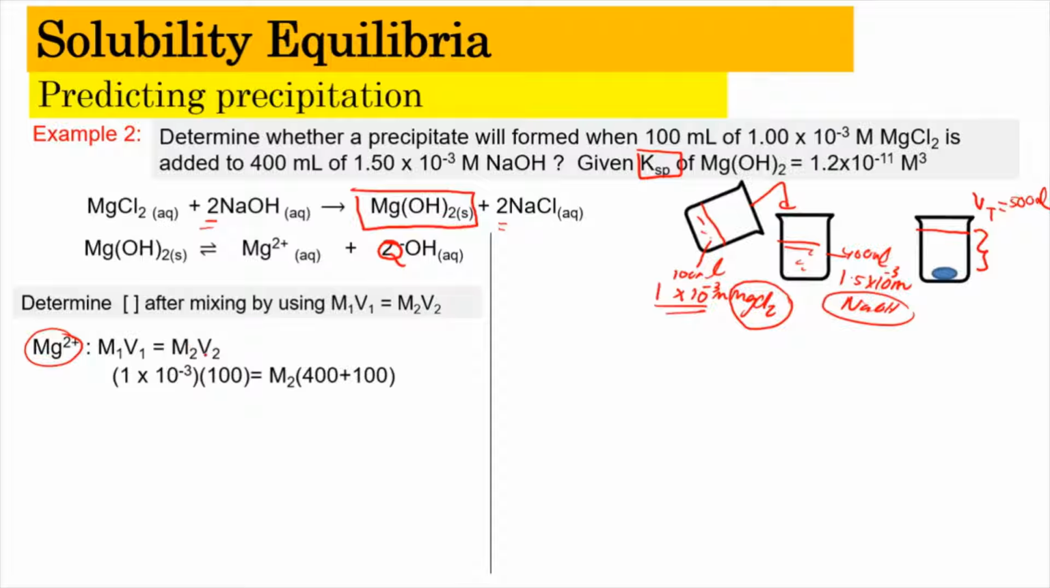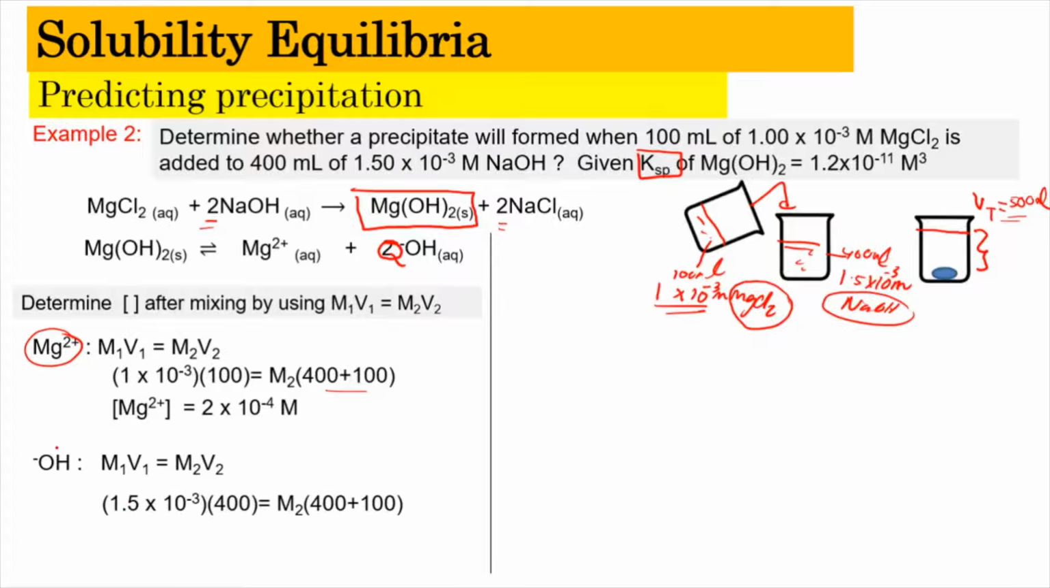And for our new concentration, our V2 here is going to be 500 ml. And then once we do the maths here, we're going to get the new concentration after they've been mixed to be 2 times 10 to the power of negative 4 molar. And now we're going to repeat the same process for the hydroxide ion, which is M1V1 equal to M2V2.